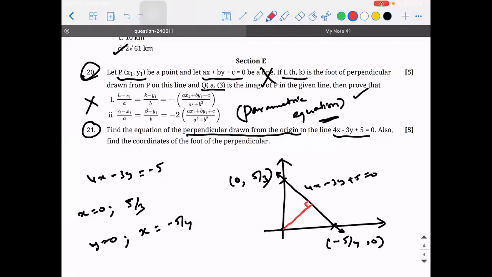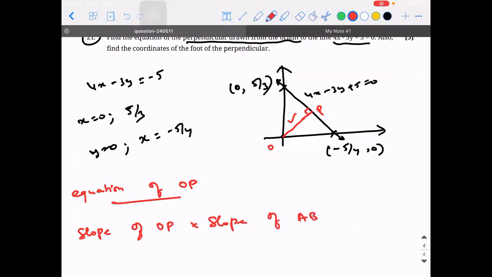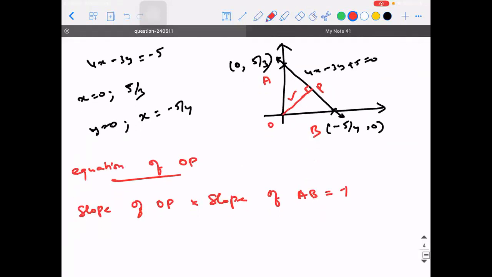So what is it that they are expecting? They are expecting you to write the equation of OP. So what is the equation of OP? For you to write the equation of OP, you need to know the slope of OP. The slope of OP into the slope of AB is equal to minus 1. This point is A, this point is B. So the slope of AB is how much? It is 4 by 3. The product is minus 1. That is the slope of OP.